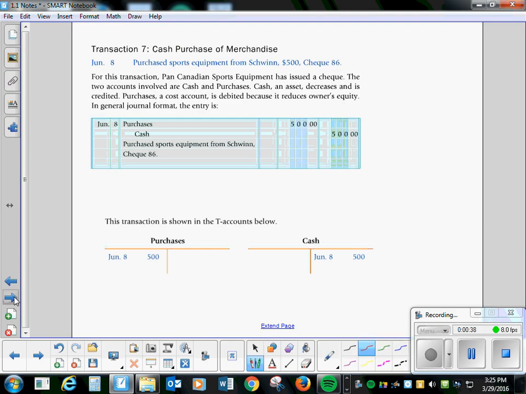Okay, so cash purchase of merchandise. Purchase sports equipment from Schwinn, $500 using check 86. For this transaction, Pan Canadian Sports Equipment has issued a check. The two accounts involved are cash and purchases. So your cash has to be credited and you will debit your purchase account. And your T accounts would look like this.